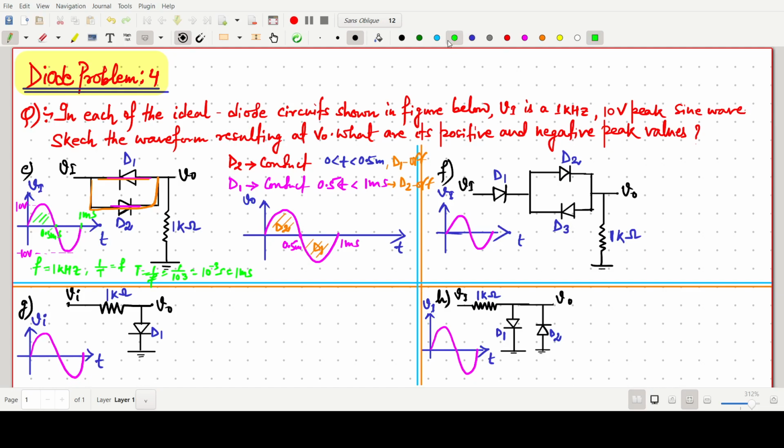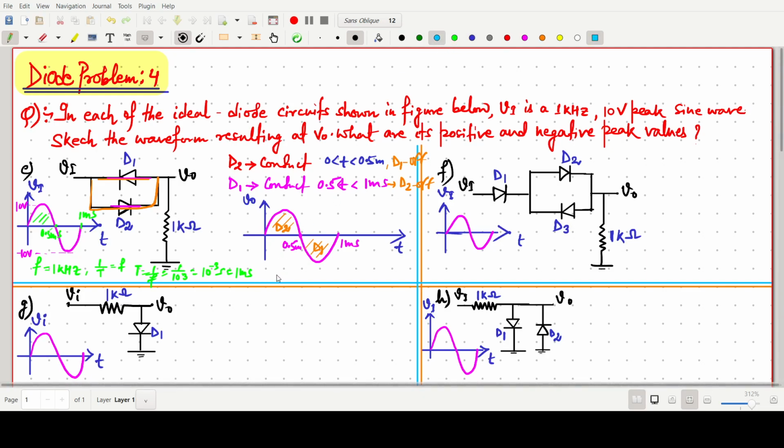Simply one can write output follows the input. Very simple is that. Two diodes, so in the first half this one will be conducting, so this is all ideal diode, so all Vi will appear at this point. So V naught equals Vi. In the negative half D1 will be conducting, and the other will be in the off state. So this one is the overall output response.